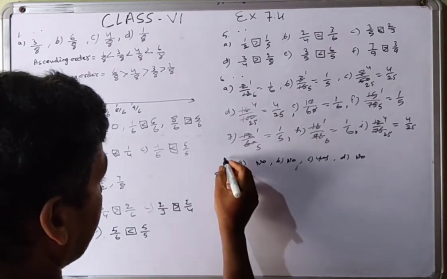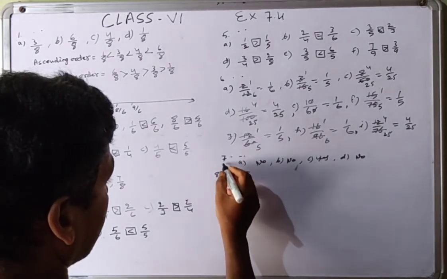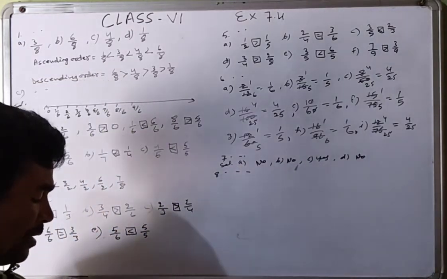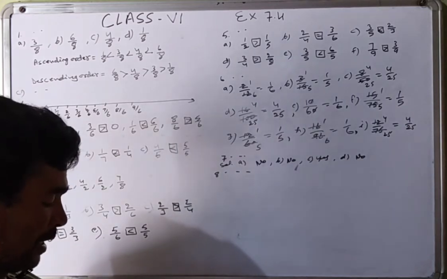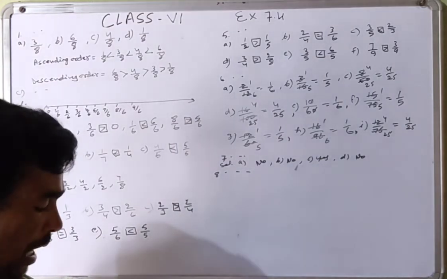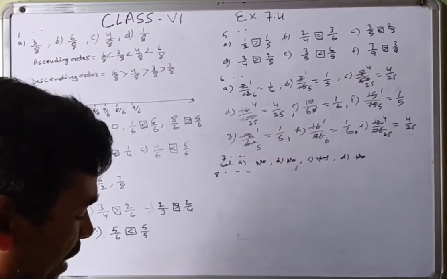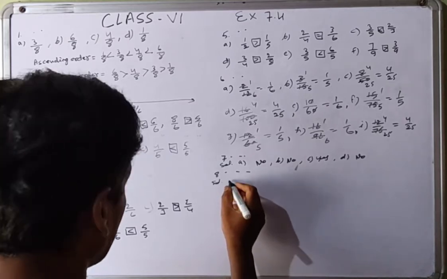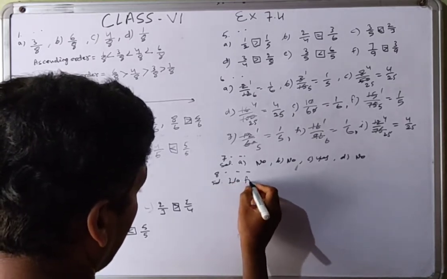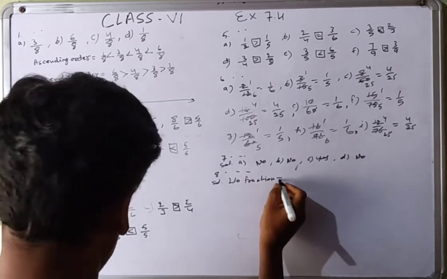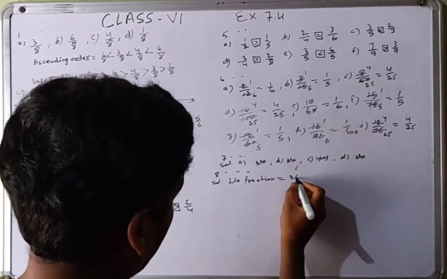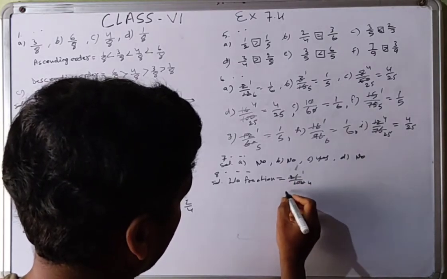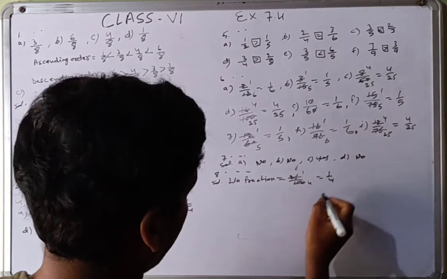8th question. Ela read 25 pages of a book containing 100 pages. Lalita read 2 upon 5 of the same book. Who read less? Solution: Ela's fraction is equal to 25 upon 100. 25 ones are 25, 25 fours are 100, that is 1 upon 4.